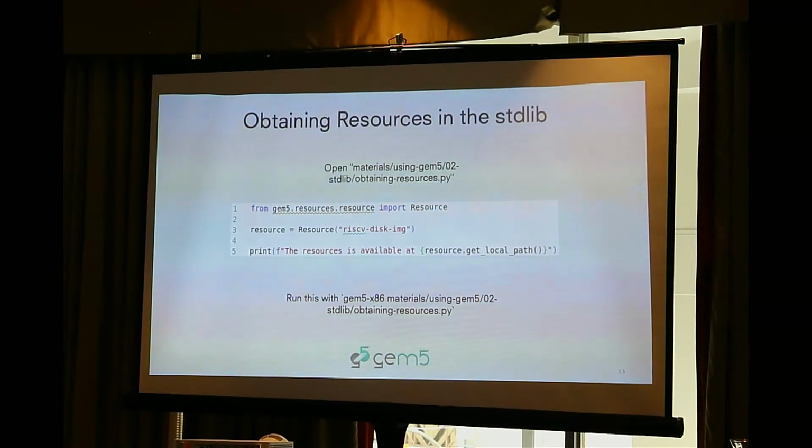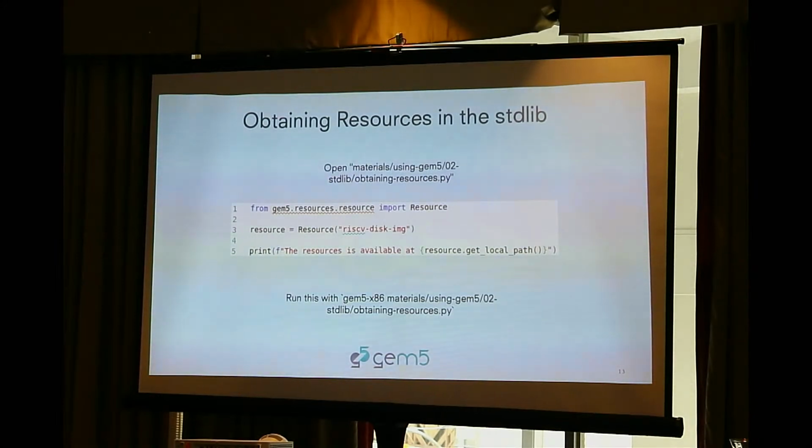And if you run this 2 times, the first time it's going to download it. Second time it's not going to download it because it's already available in your system. So you can play around with this. This is a way to get things like disk images and kernels and binaries into your script. And you'll see how we're going to do that in a bit.